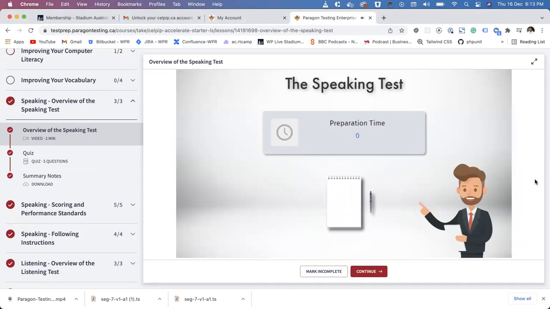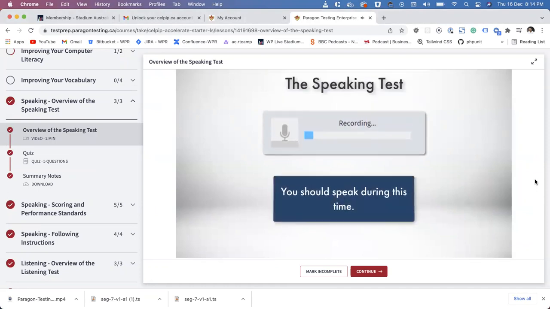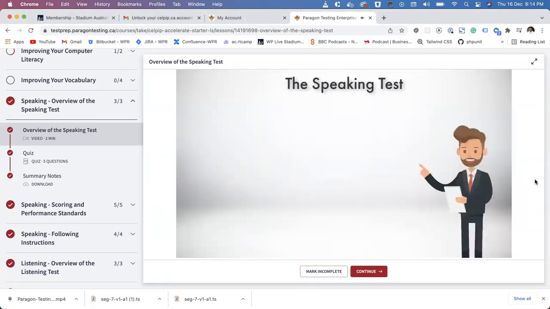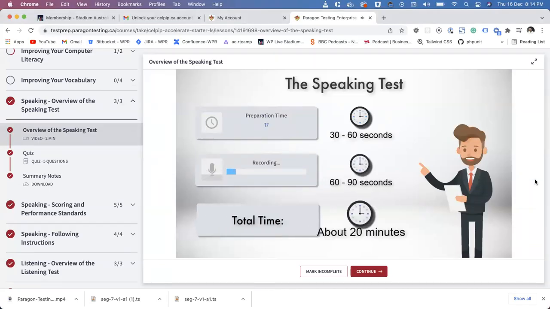Okay, so after the preparation time is the recording time. You should speak during this part. This is what you're rated on. The preparation times vary from 30 to 60 seconds, and recording times vary from 60 to 90 seconds, but you'll have about 20 minutes in total to complete the speaking test.